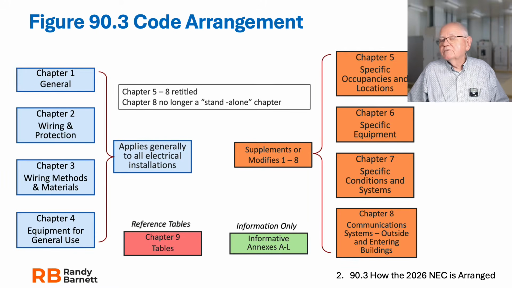So chapter 8 has been drastically reduced in size, but the information now, we just find where? We said in chapter 7, those limited energy systems. Our informative annexes we've talked about. Chapter 9 is still our tables. That hasn't changed.